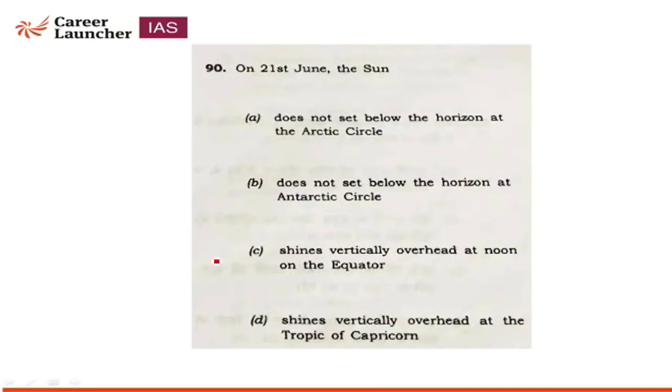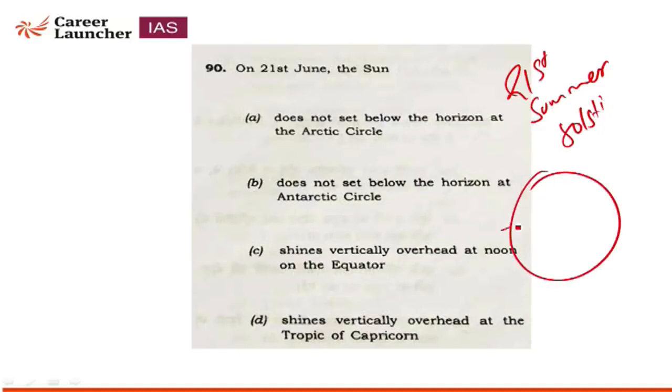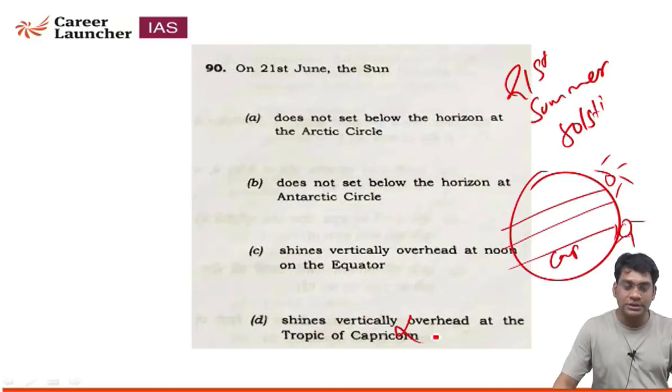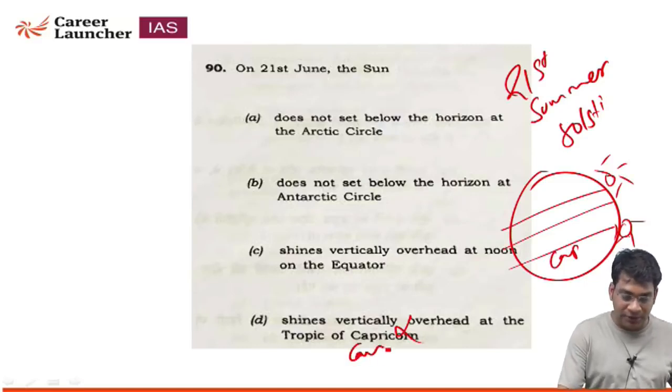Now the last question, on 21st June, the sun. See what happens during the 21st June. 21st June is basically called the summer solstice. On this day, the sun is directly overhead at the tropic of Cancer, and on 22nd December at the tropic of Capricorn. So when we see option number D, it stands vertically overhead at the tropic of Capricorn. This statement is completely wrong, because on that day the sun is directly overhead at the tropic of Cancer, not Capricorn.